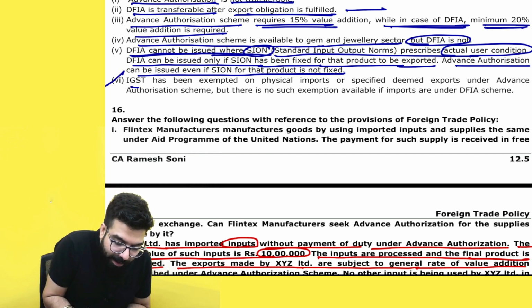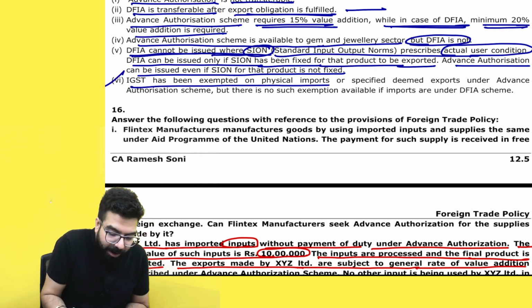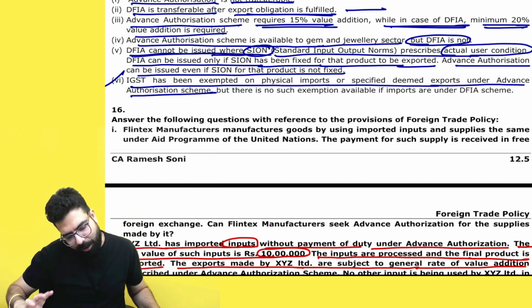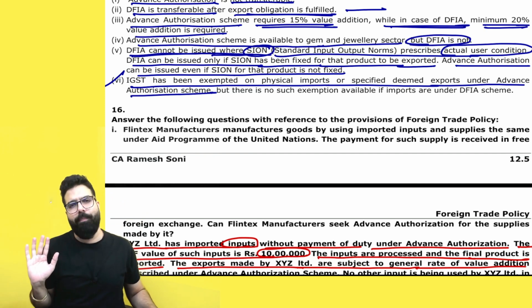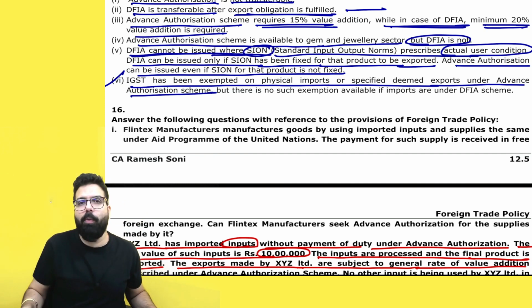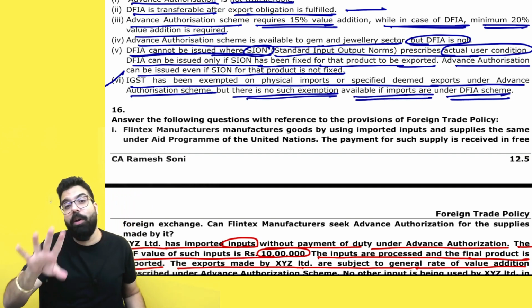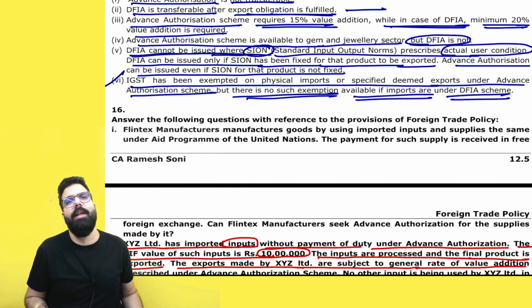The next is IGST has been exempted. Remember, on physical import or specified deemed export under advance authorization. So whenever I am importing under advance authorization, I don't have to pay GST also. But remember one thing, in DFIA scheme, there is no exemption. If imports are under DFIA scheme, GST is not exempted. Only basic custom duty is exempted in DFIA scheme.